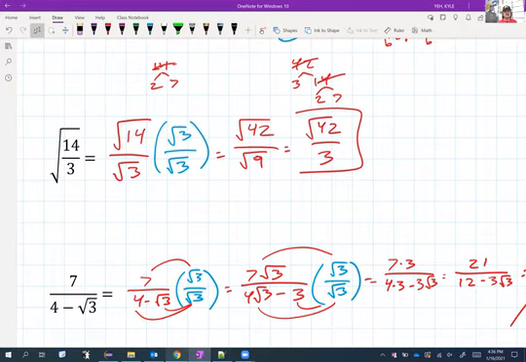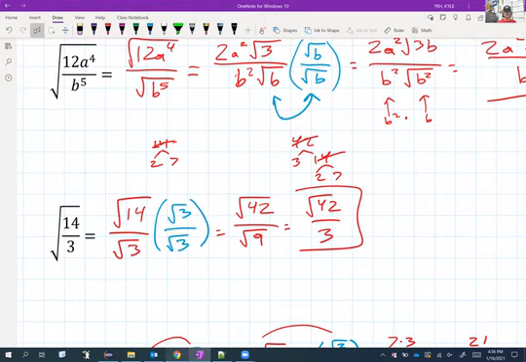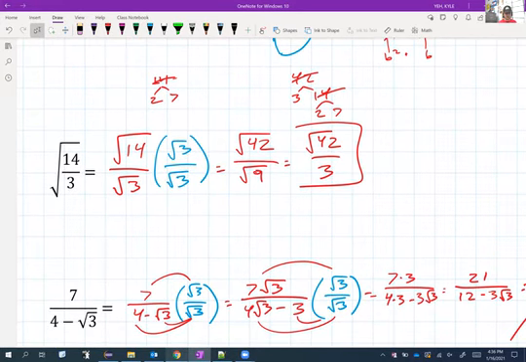So what was different? Why didn't it work this time? Well, what was different is that there were multiple terms on bottom. There was a 4 minus root 3. In the previous 2 examples, it was just b to the 5th on bottom, or 3, no pluses or minuses, just one term. We can see when there are multiple terms, we have kind of an issue here. So how do we solve that issue?